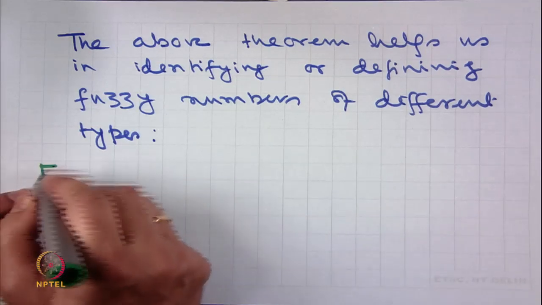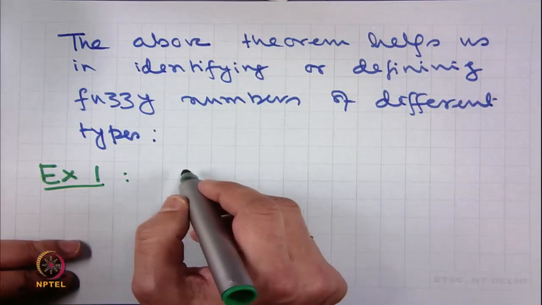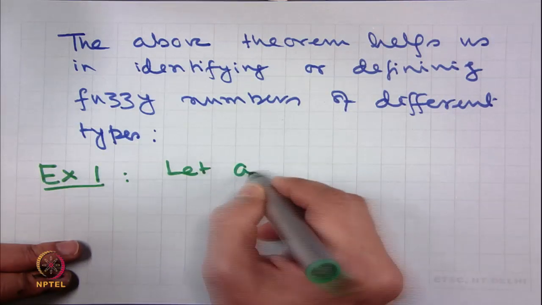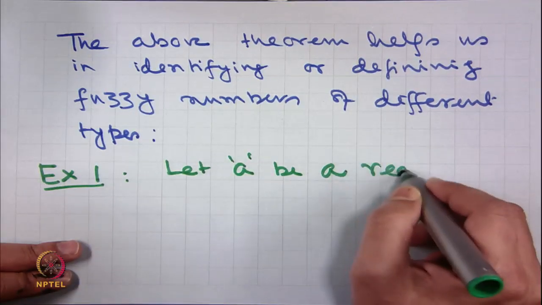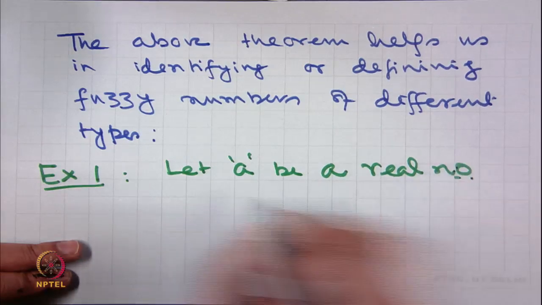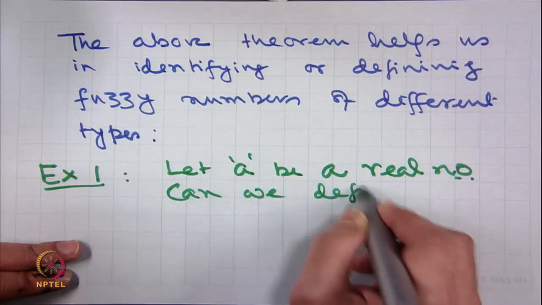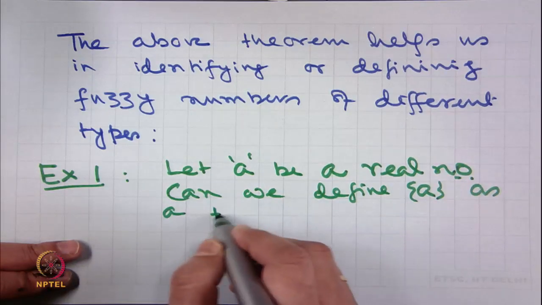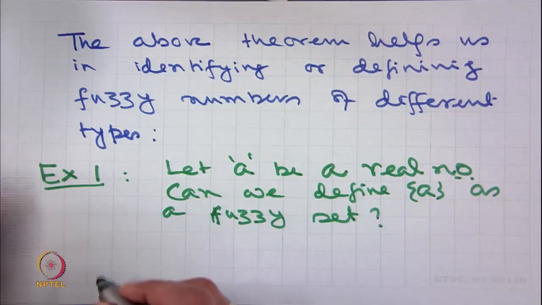Example 1. Let A be a real number. Can we define A as a fuzzy set? Yes.